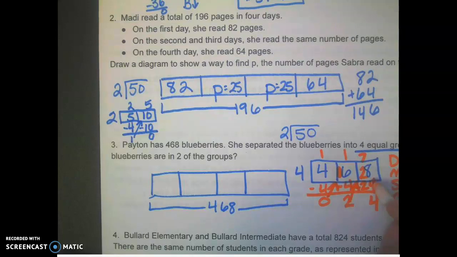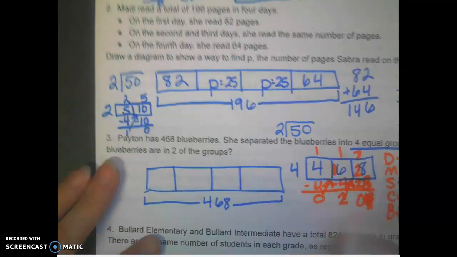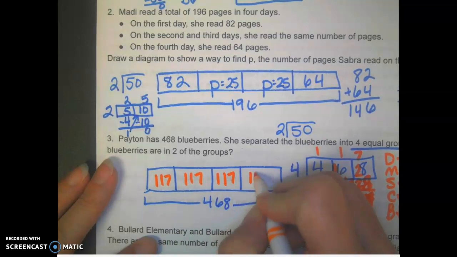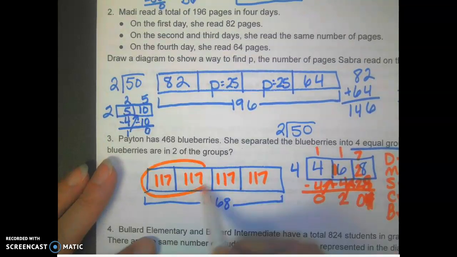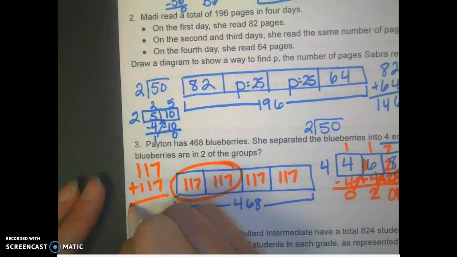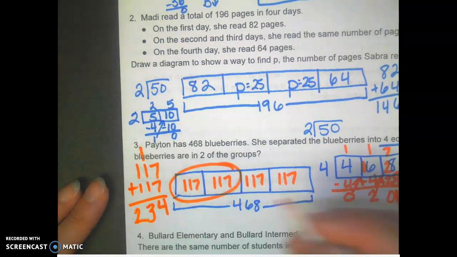Oh, I did that wrong. Sorry. 28 minus 28 is 0. So then that lets you know that there are 117 blueberries in each group. But the question asks how many are in 2 groups, so then you would need to add 2 of these together. So you could do 117 plus 117. 7 plus 7 is 14. Carry your 1. You get 234.